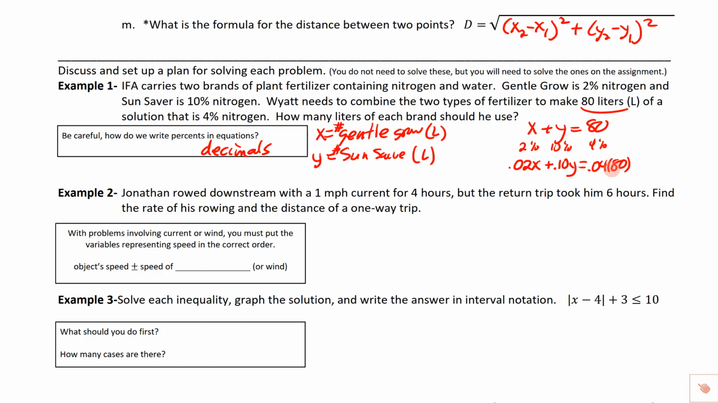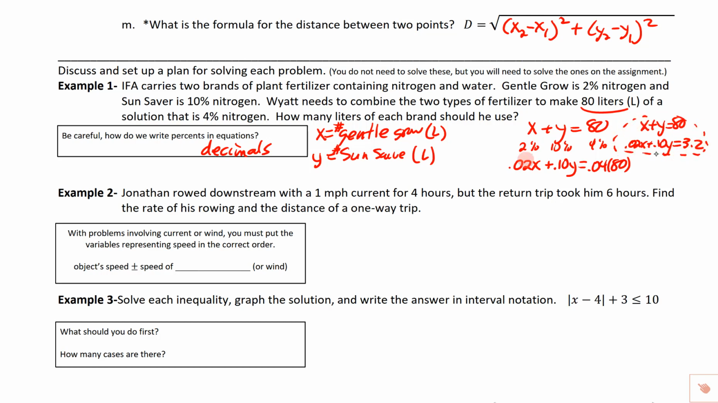So here's what we have. This is what we would be solving. X plus y is equal to 80. 0.02x plus 1.0y is equal to, and if you multiply those together, you actually get 3.2. So this right here is the setup.